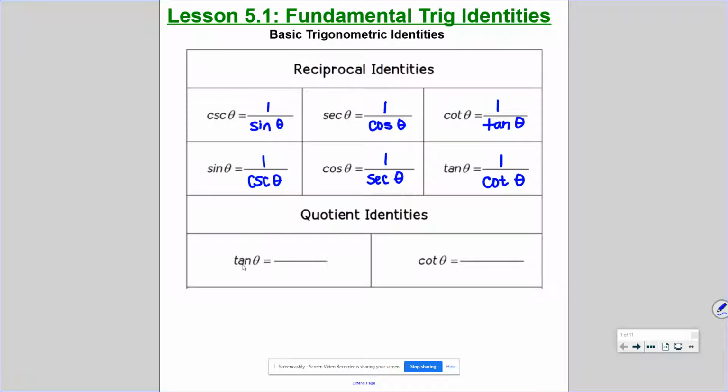That just means, is there another way you could describe tangent? Well, yeah, I could describe tangent as the sine value over the cosine value. And if I write it this way, that means cotangent would just be the reciprocal of that, which would be cos over sine.